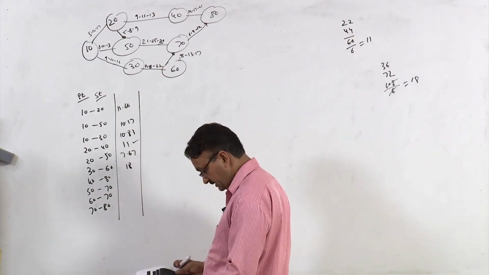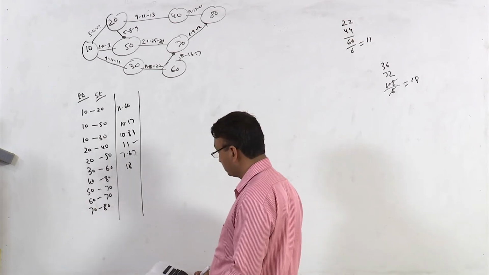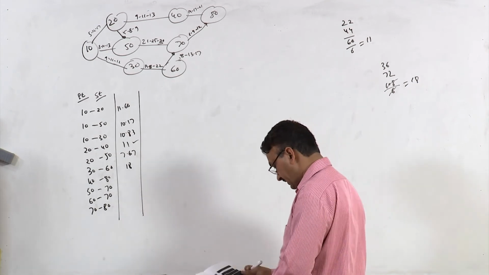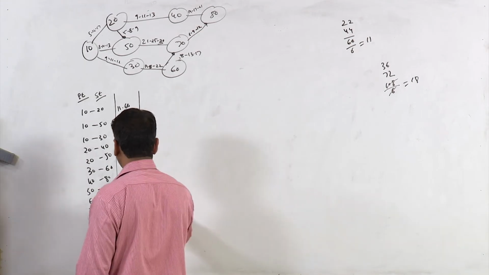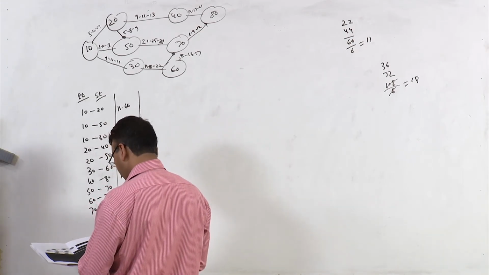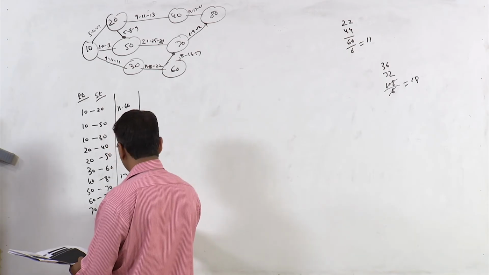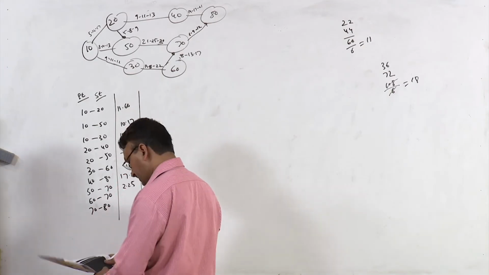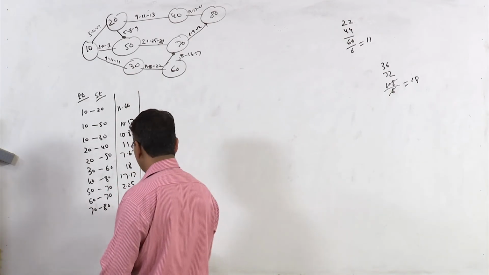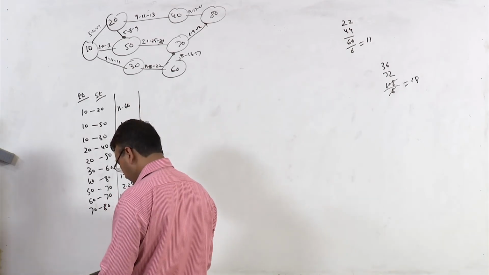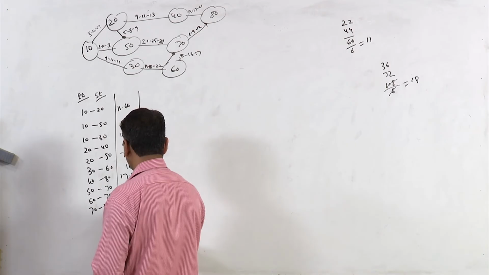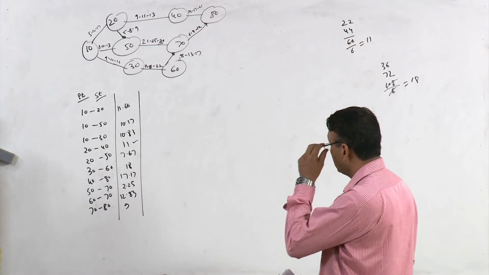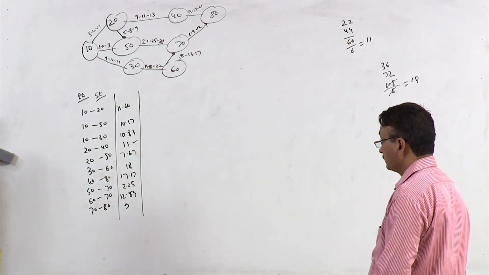For 40 to 80, this value is 17.17, and for 50 to 70 it is 2.25, and for 60 to 70 it is 12.83, 70 to 80 it is 9, right. Now you have calculated all these values. Now what?